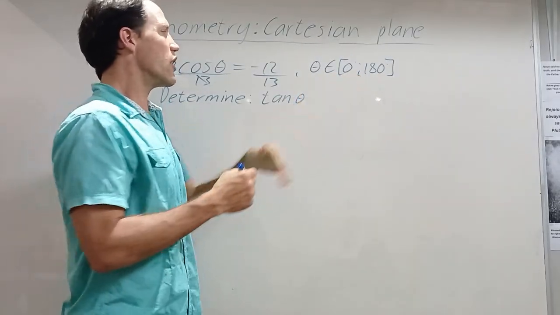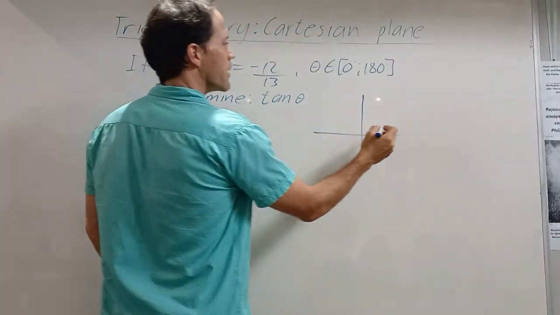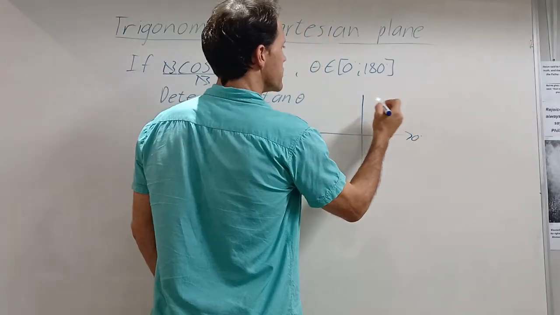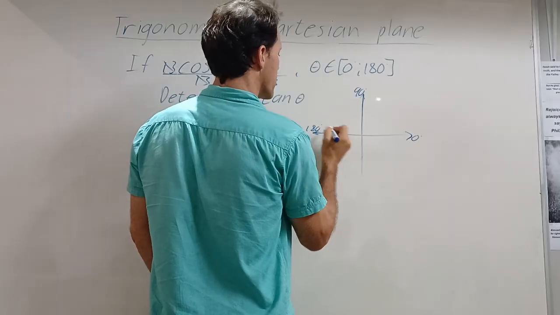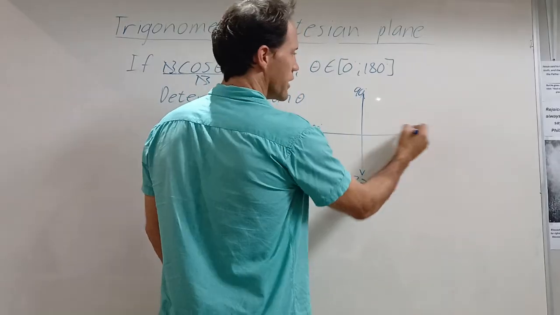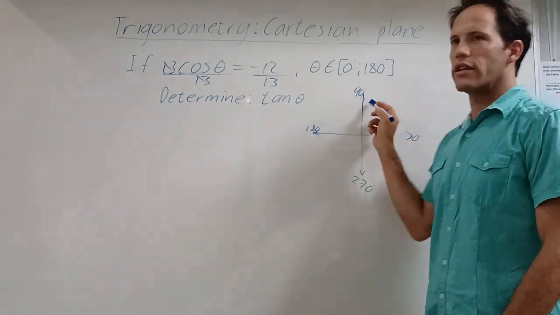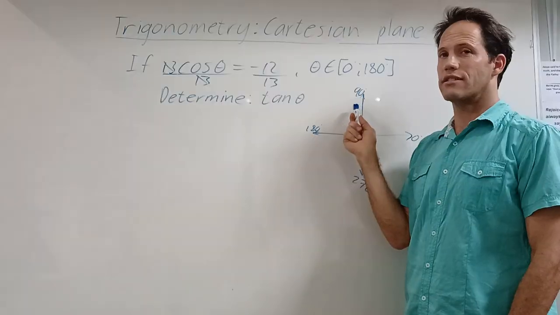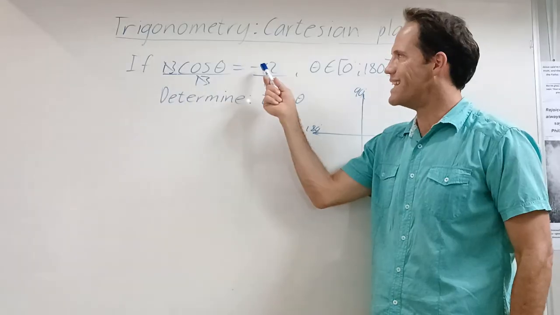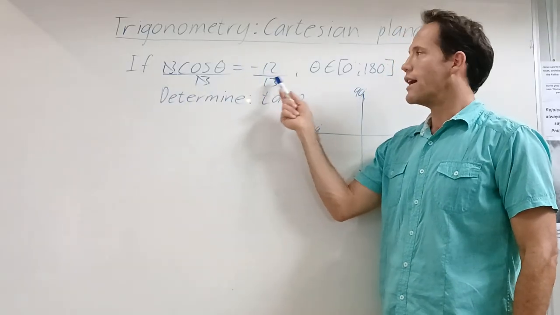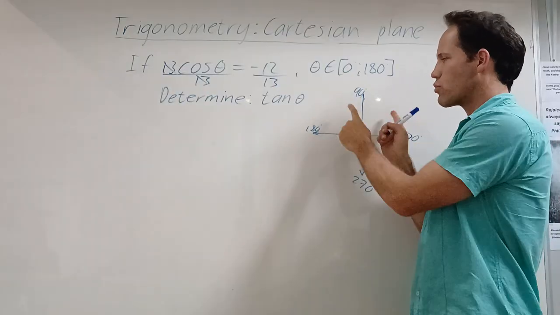If I look at my Cartesian plane, theta starts here at 0 degrees, then you go up to 90, then here you get to 180, and here you get to 270, and then when you get there you're back at 360. The first quadrant is always from 0 to 90 degrees. The second quadrant is from 90 to 180 degrees. Now we know that cos theta must be negative 12 over 13, and theta must be an element of 0 to 180, which means theta must be in the first or the second quadrant.